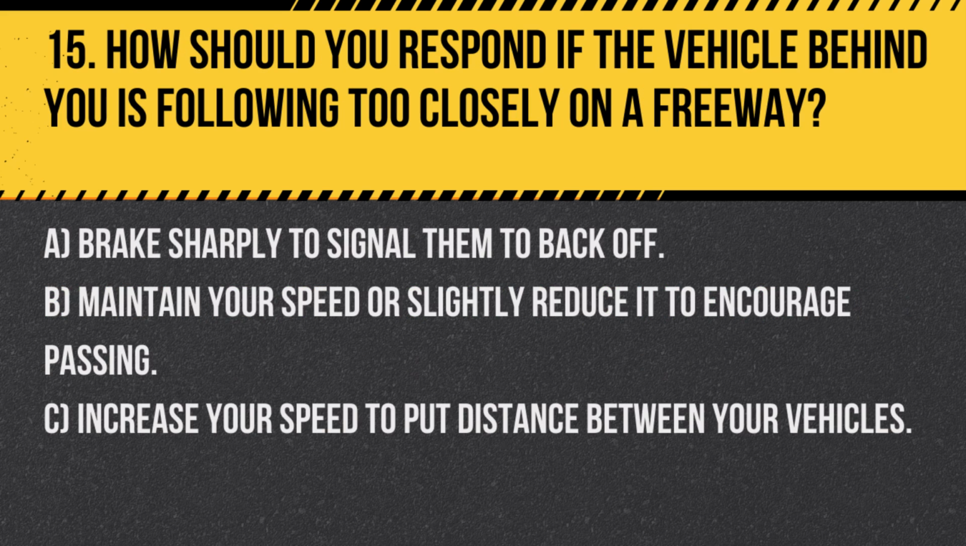Question 15. How should you respond if the vehicle behind you is following too closely on a freeway? A. Brake sharply to signal them to back off. B. Maintain your speed or slightly reduce it to encourage passing. C. Increase your speed to put distance between your vehicles. Answer B. Maintain your speed or slightly reduce it to encourage passing. Keeping a steady pace can help manage tailgating safely.